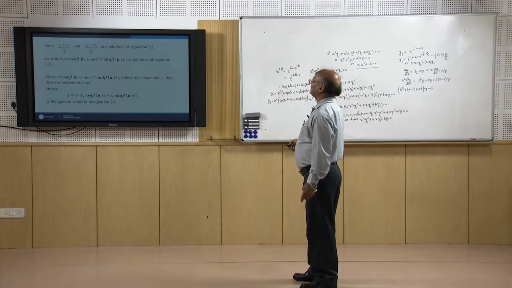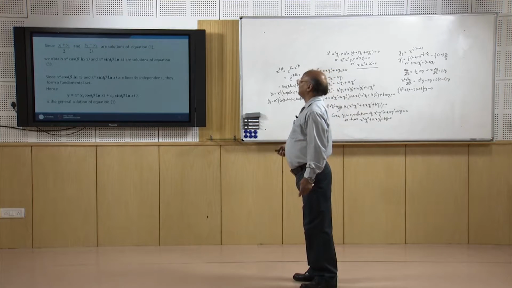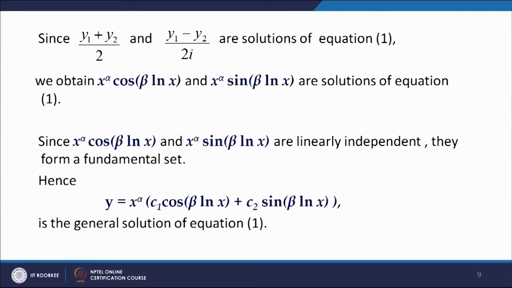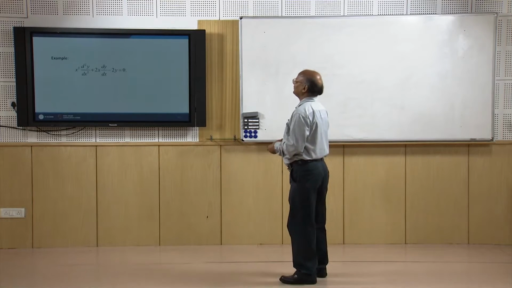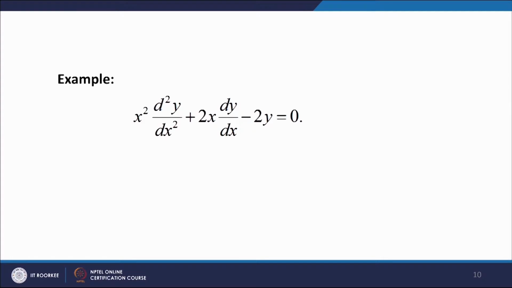x to the power alpha cos(beta ln x) and x to the power alpha sin(beta ln x) can be said to form a fundamental set. So this is the general solution in this case. Now let us take an example, x squared y double dash plus 2x y dash minus 2y equal to 0, and let us see how we solve it.